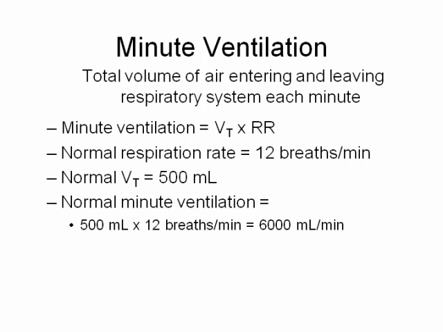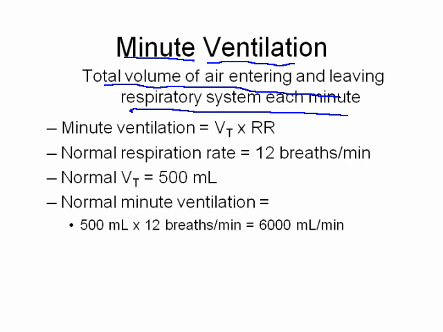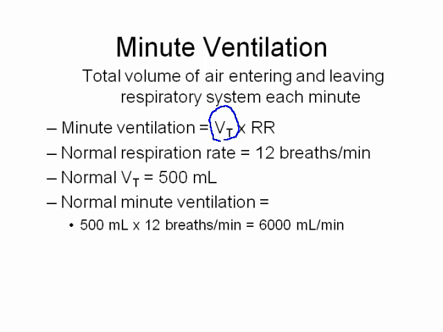Another measurement we haven't talked about yet is what's called minute ventilation. And it's the amount of air that can be moved into the lung in a period of 1 minute. So it's the total volume of air entering and leaving the respiratory system during a minute. So it's the tidal volume times the respiratory rate. So if you have a normal respiratory rate of about 12 breaths per minute, a normal tidal volume of about 500 mils, the normal minute ventilation is about 6,000 mils.